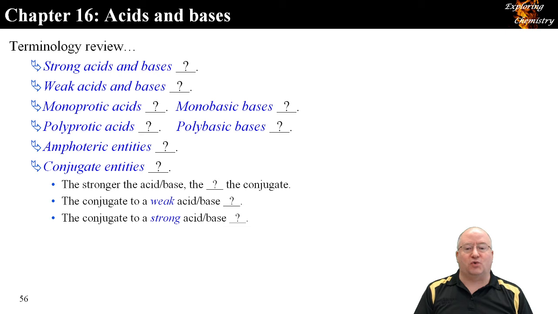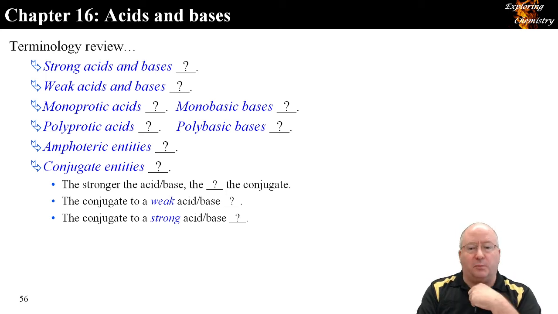The conjugate to a strong acid or base doesn't have any basic or acidic properties. If you think about HCl, hydrochloric acid, the conjugate is the chloride ion. The chloride ion in solution doesn't spontaneously make a basic solution. It stays neutral. Sodium hydroxide: sodium by itself in solution does not produce an acidic solution. So the conjugate to a weak acid or base is another weak base or acid. The conjugate to a strong acid or base does not have any basic or acidic properties.